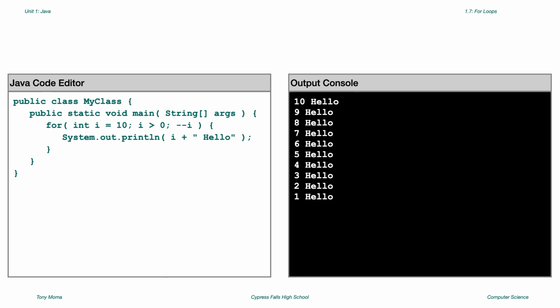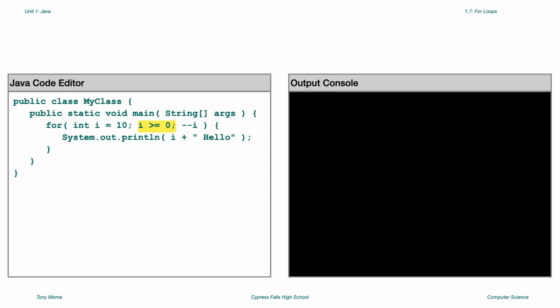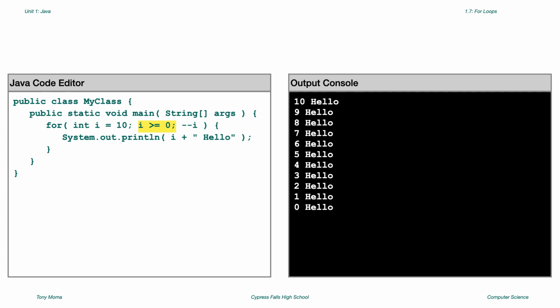If we want to include 0, then we can modify the alligator to be greater than or equal to 0 so that the loop condition will be true when i is equal to 0. When we execute this for loop, you see that 0 gets printed out. It's not until i becomes equal to -1 that the loop condition evaluates to false.